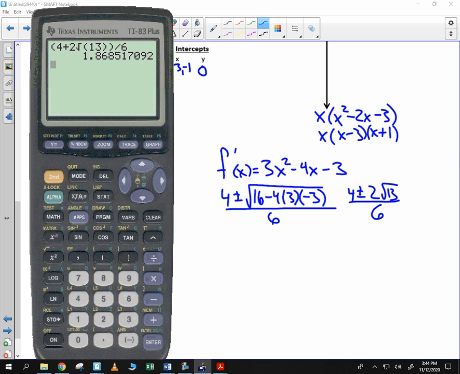We get 1.86. And then 4 minus 2 roots of 13. If you do it like that, make sure you press enter first, and then divide it by 6. And we get negative 0.54. And so that's what we've got.